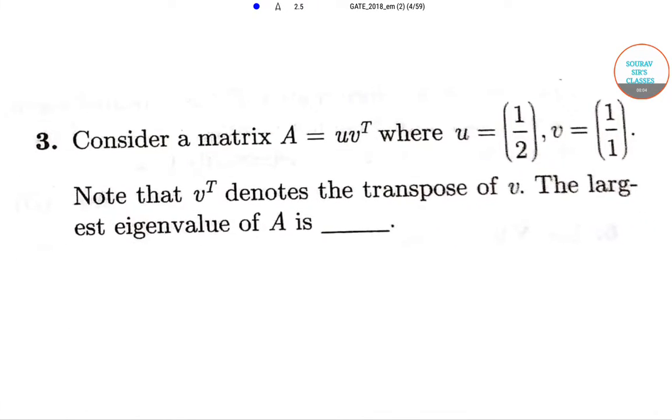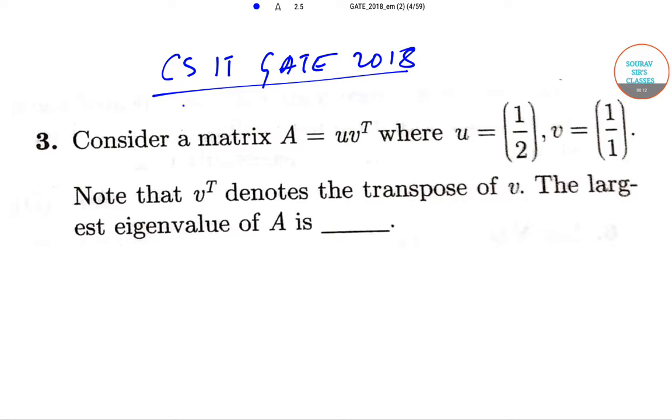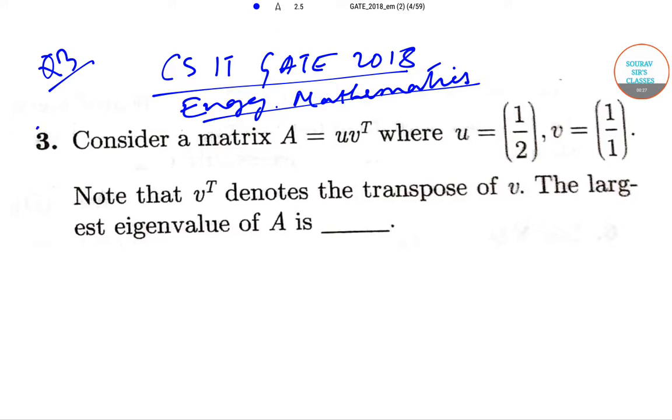Today we'll be solving the computer science and IT GATE exam paper of year 2018. We'll be solving the engineering mathematics portion. We previously solved question number 1 and 2 from the paper. Today we'll be solving question number 3. So let's begin with question number 3.